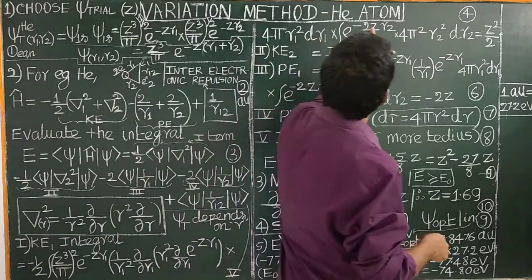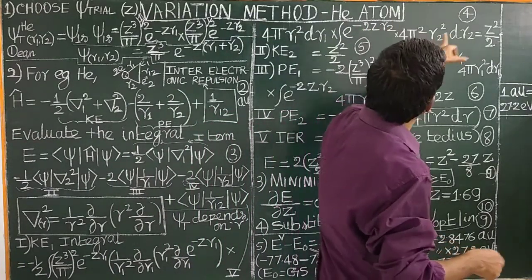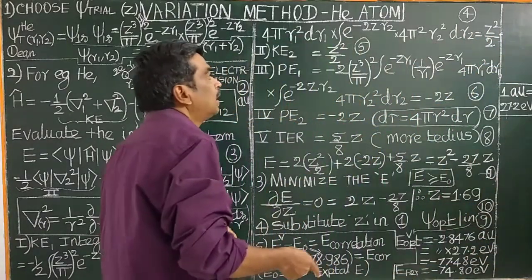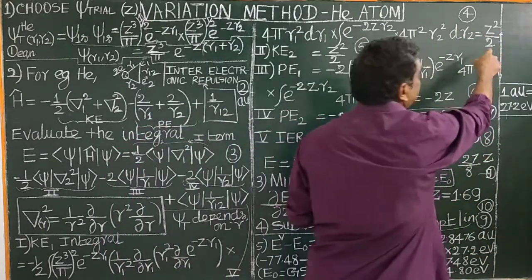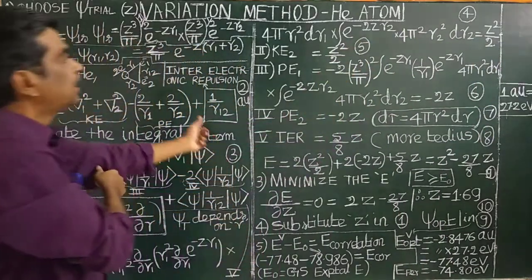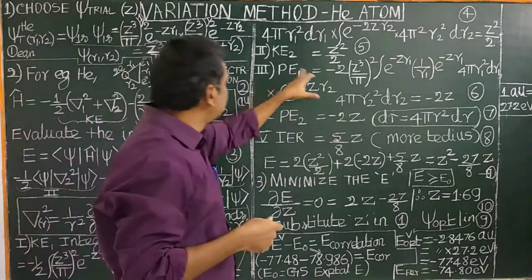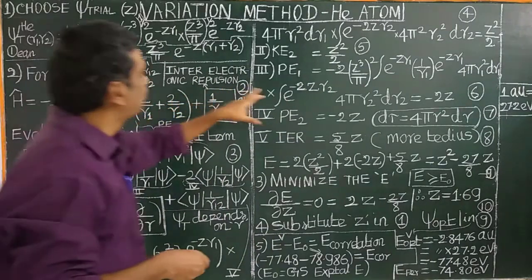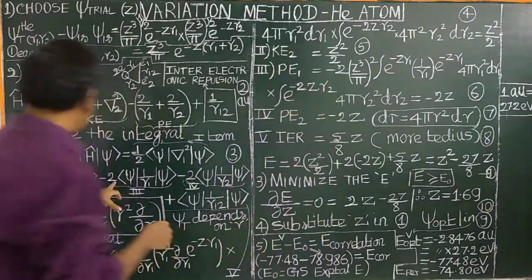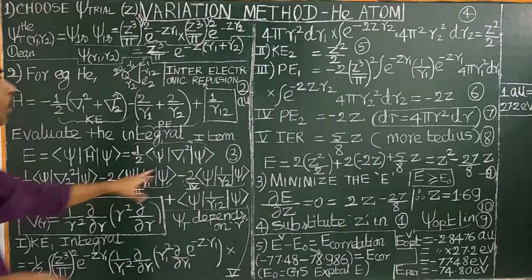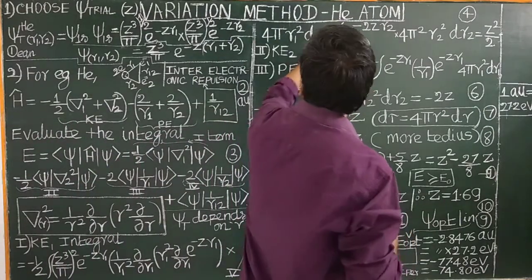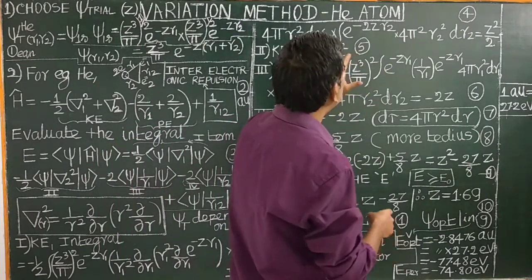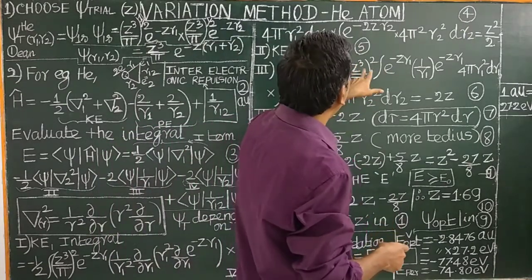Here e power minus 2 r1, 4 pi r1 square dr1. Again, on evaluating the integral, Z square by 2 is obtained. Similarly, the third potential energy term for electron 1 is evaluated, minus 2. Here you see minus 2 is 2 times, since you write 2 times psi. Therefore, Z cube by pi whole square.